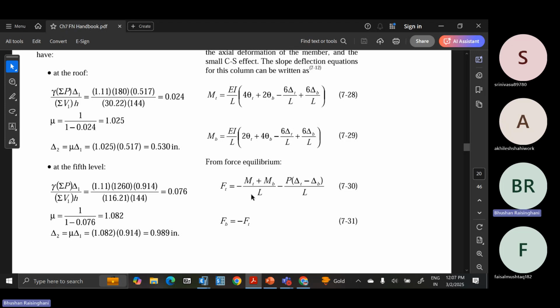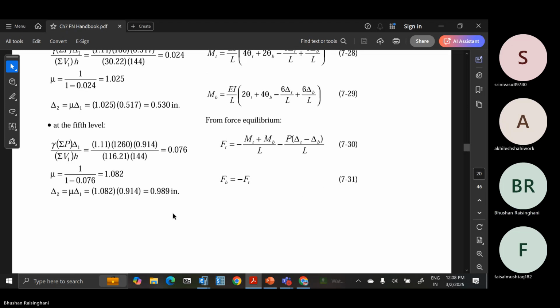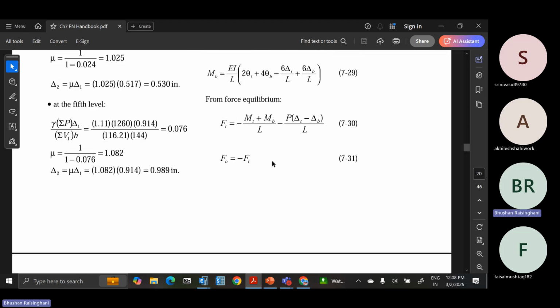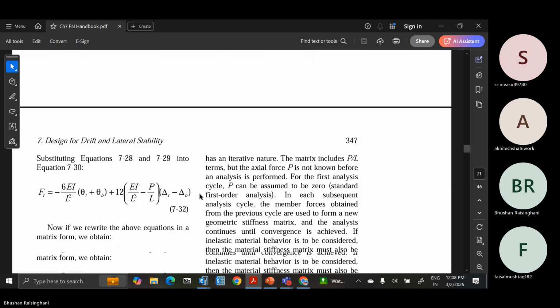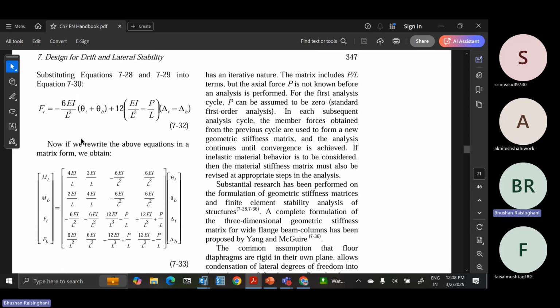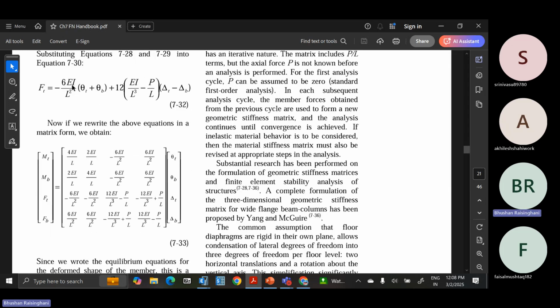So this is the moment due to fixed condition and this is moment due to P delta condition. So fixed end moment and P delta moment. Now substituting the equation, you will get minus of 6 EI theta by L square. Now this is due to the shear force. This is due to the moment plus 12 EI by L cube.